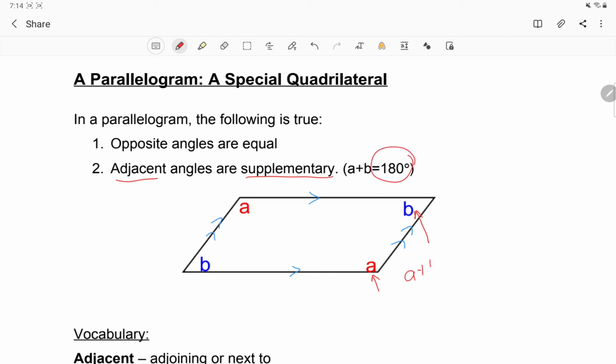So this A plus B would be equal to 180 degrees. Same is true for this B and this A, and that A and this B, or this A and this B. They're all adjacent angles to each other.